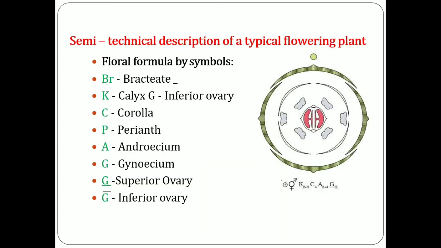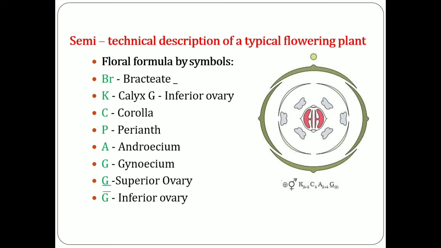5.8 Semi-technical description of a typical flowering plant. Various morphological features are used to describe a flowering plant. The description has to be brief, in a simple and scientific language, and presented in a proper sequence. The plant is described beginning with its habit, vegetative characters, roots, stem and leaves, and then floral characters, inflorescence and flower parts. After describing various parts of the plant, a floral diagram and a floral formula are presented.